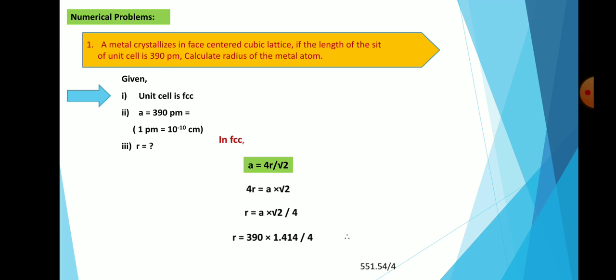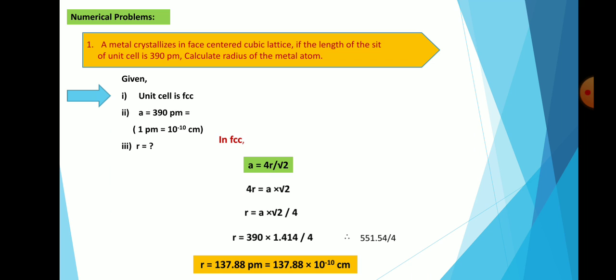Therefore, the multiplication value of a and under root 2 is 551.54 divided by 4. We get r is equal to 137.88 picometer. This is the right answer. Also, we just convert into simple form, that is 137.88 into 10 to the power minus 10 centimeter. So in this way we have to solve our first problem. Now we go to the next one, number 2.